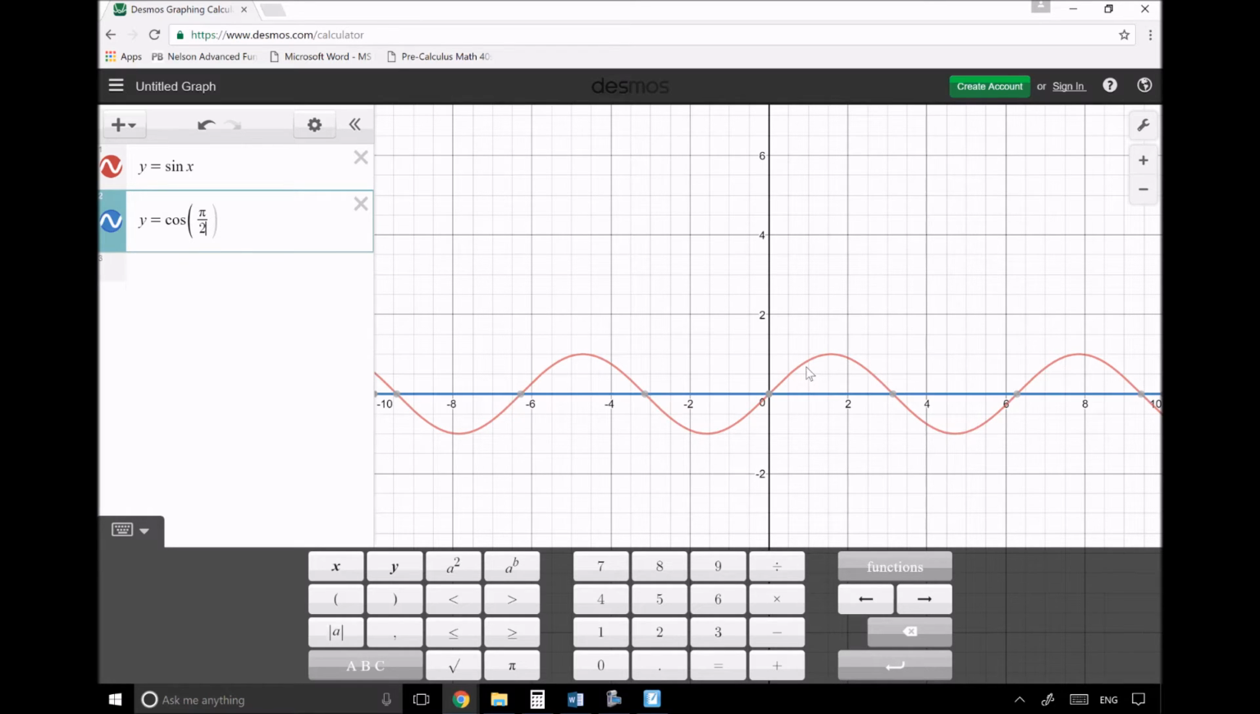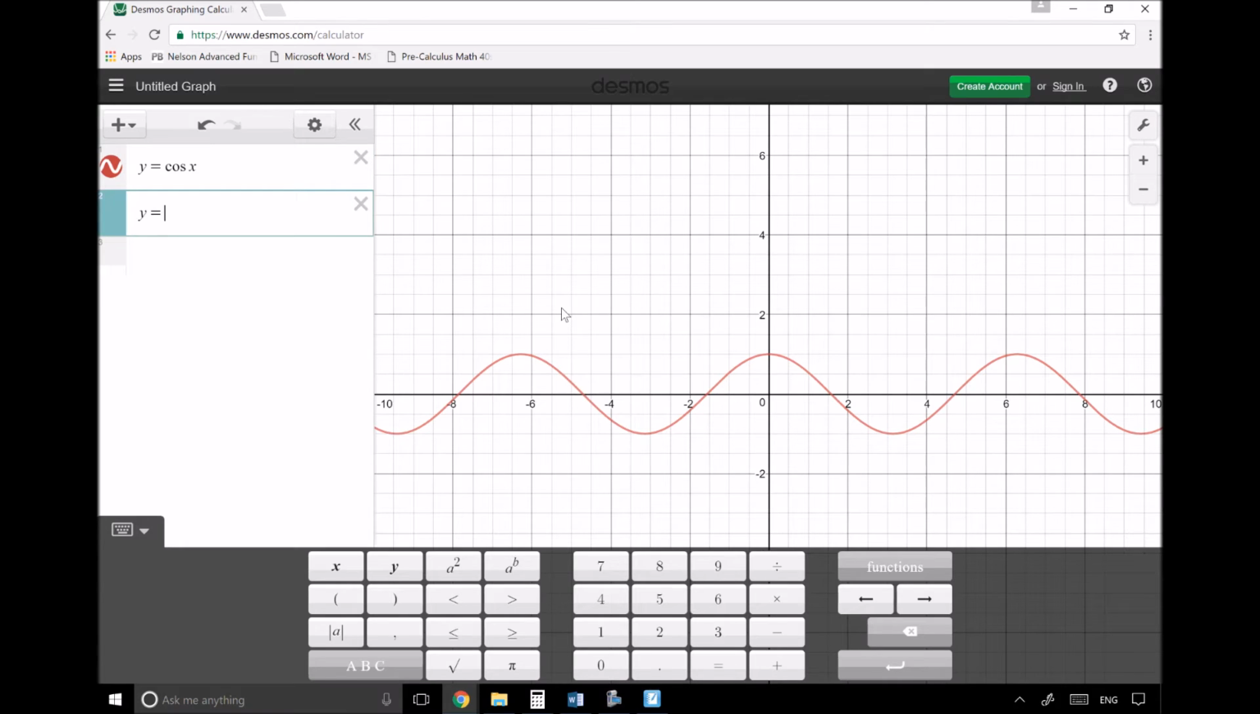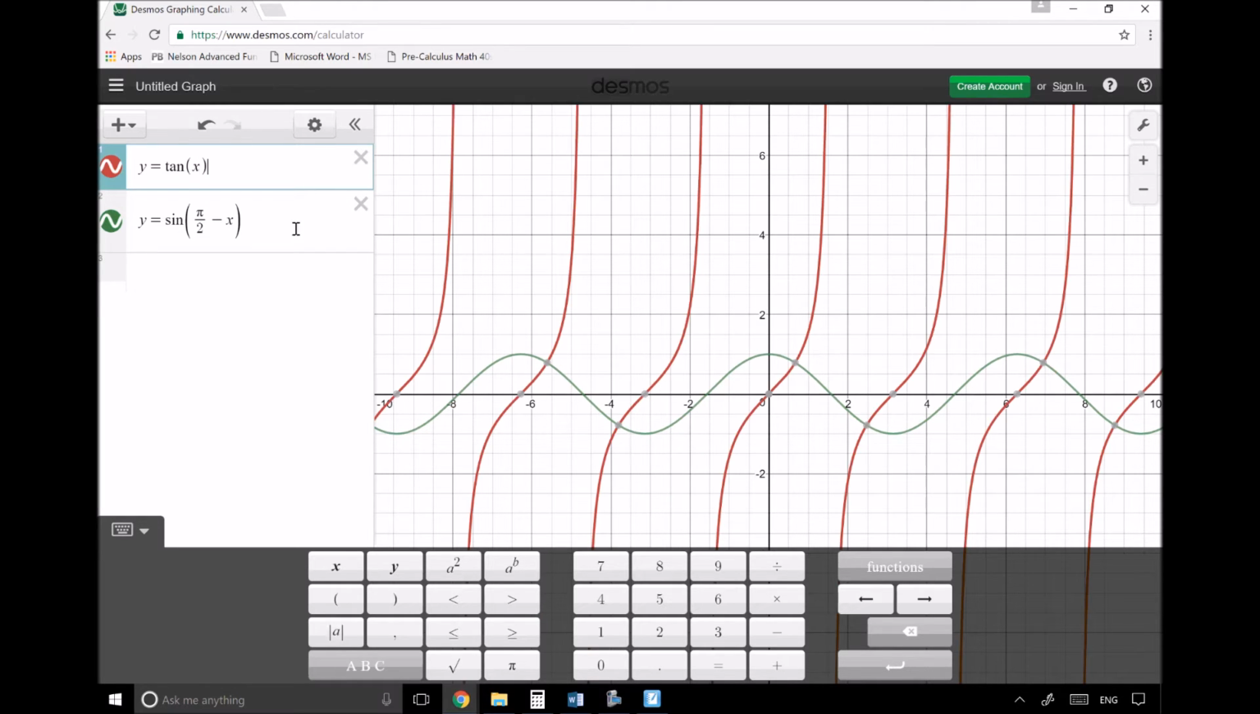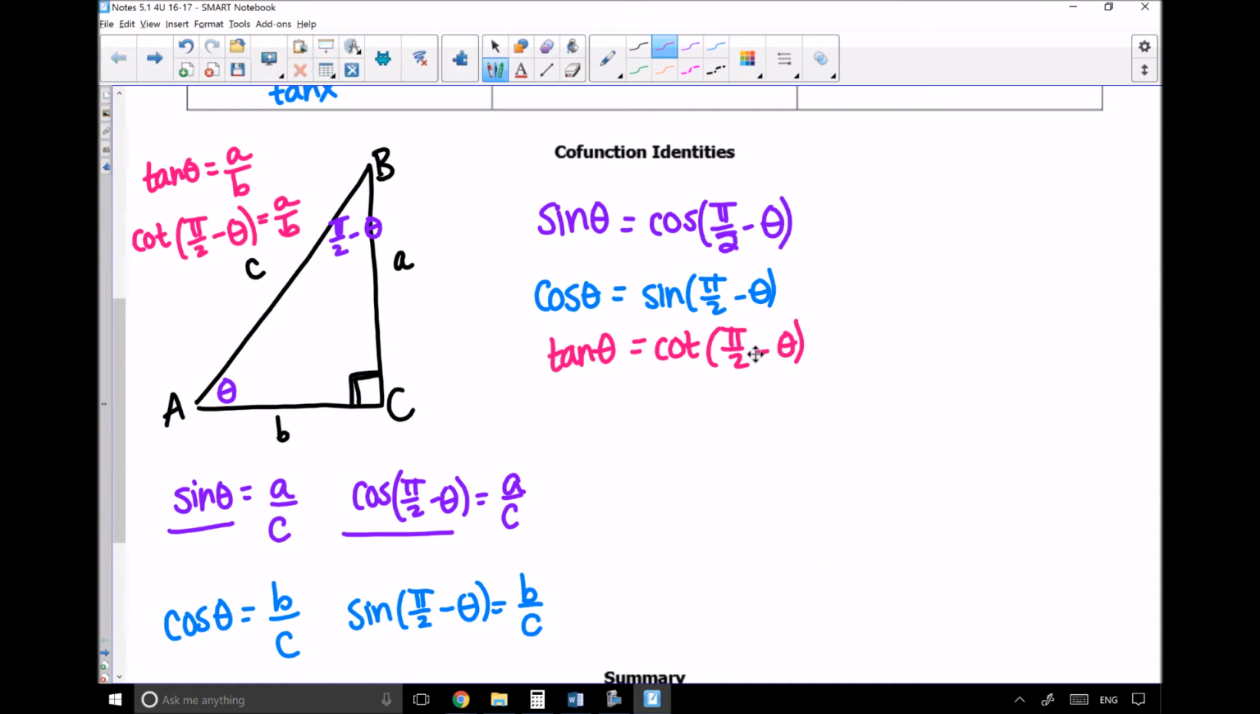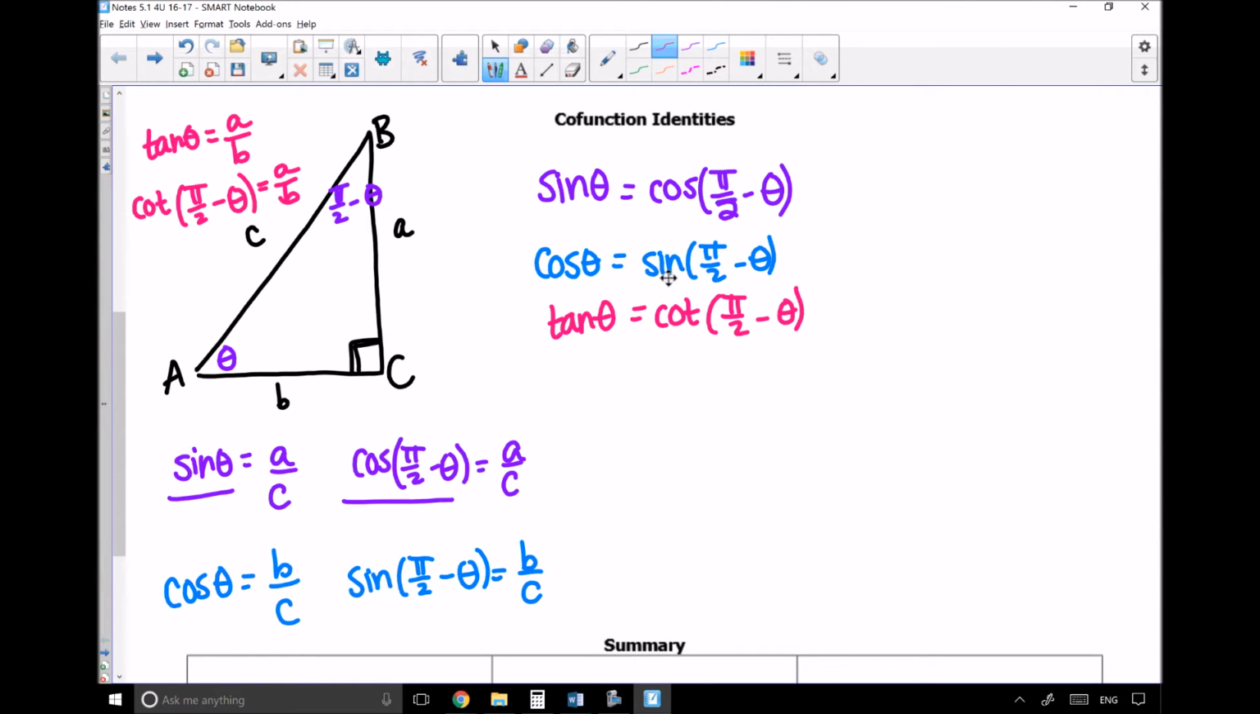So then the next one that we have is y equals cosine of theta. So let's see, y equals cosine of x. Let's see if sine of pi over 2 minus x will match up, and it does. So those are going to be true all the time as well, okay? Let's do one more. If I were to do y equals tangent of x, and then take y equals cotangent of pi over 2 minus x, they will also line up with each other. So these three statements are true all the time. Okay, so these are some identities because they hold true all the time.